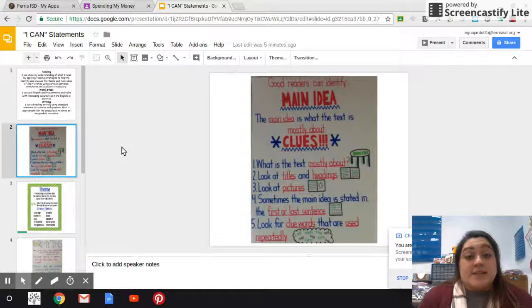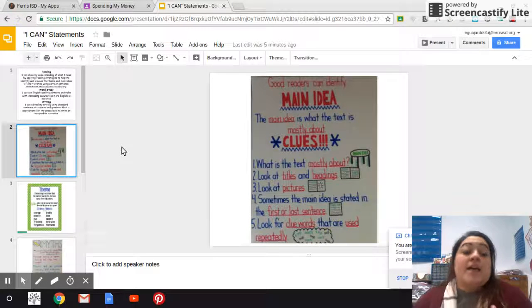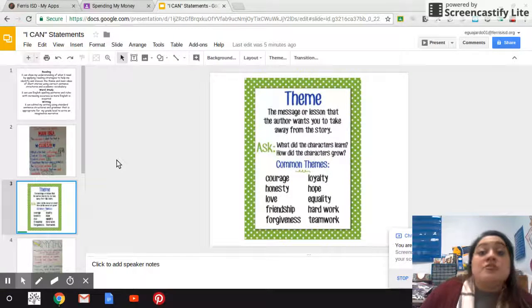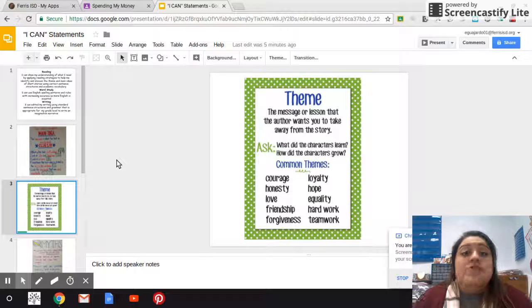So that's main idea. Now we're going to know the difference between main idea and theme. Here's the next slide. It says theme is the message or lesson that the author wants you to take away from the story. Here are some questions that you probably want to ask yourself while you're trying to find the theme, which is the message or lesson of the story. 1, what did the characters learn? Sometimes characters have a misunderstanding at the beginning of their story, and then at the end, they clarify what they're learning.